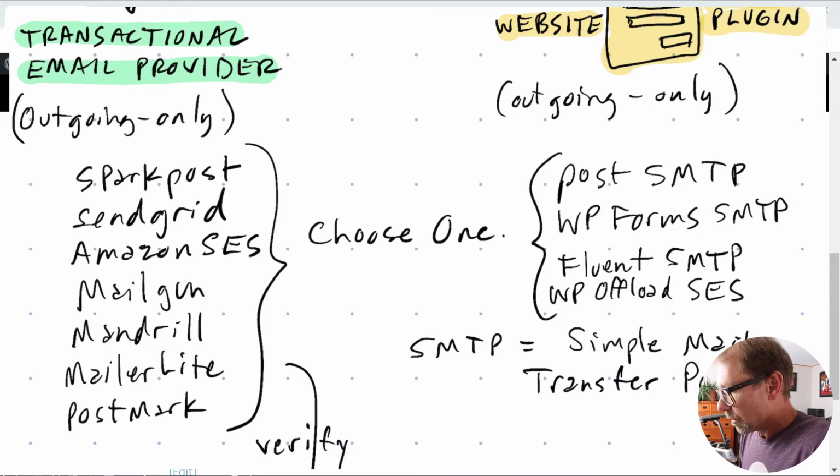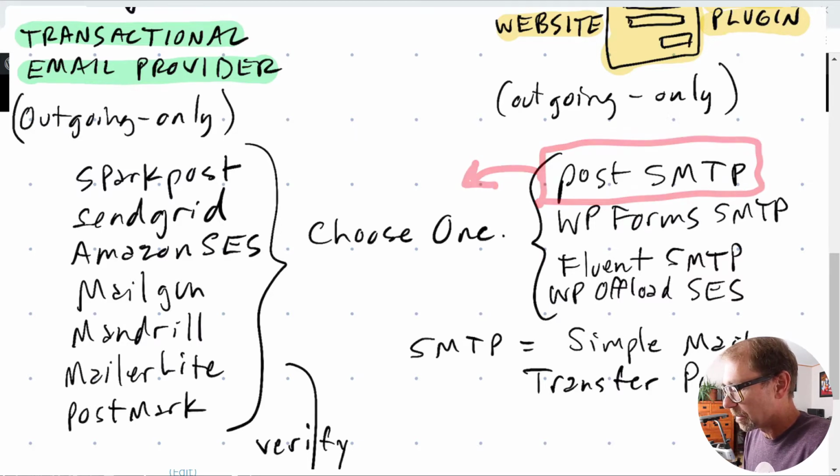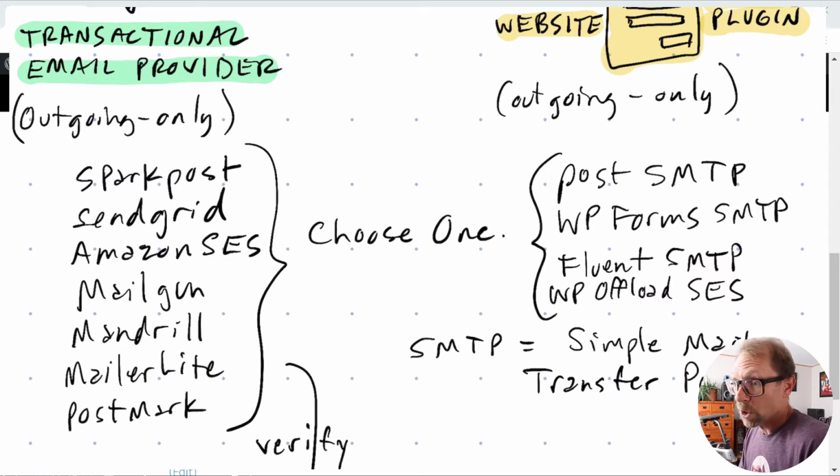But Post SMTP is a long-term SMTP plugin that's been around. It used to be called Postman, and it was taken over by someone and renamed Post SMTP, and it works with most of the transactional email providers. And that's what I've used quite a lot. WP Forms SMTP is another free plugin that works very, very well. Fluent SMTP is a little bit newer. Fluent also has a Forms plugin, but their SMTP plugin is quite excellent, so I'd recommend looking at Fluent SMTP.